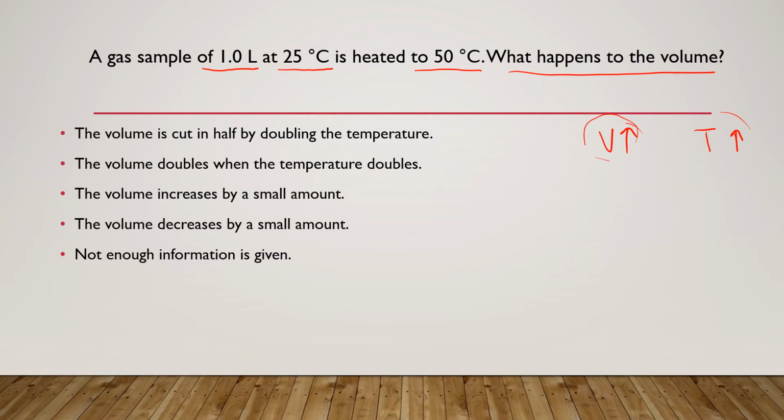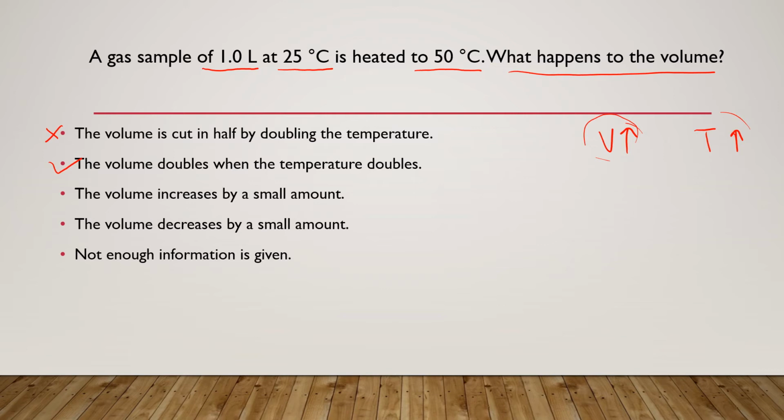The first option is that the volume is cut in half by doubling the temperature. That is incorrect because if you double the temperature, the volume should also go up. In fact, it should also become double. The volume doubles when the temperature doubles. So this is the correct answer. Volume and temperature are directly proportional, so volume will also double if you double the temperature.